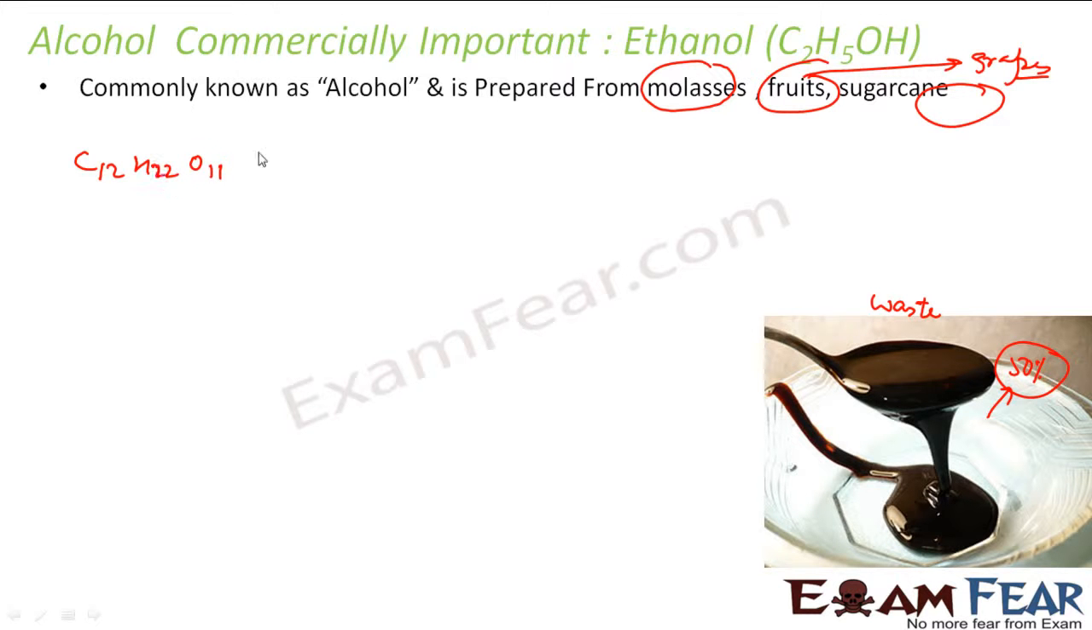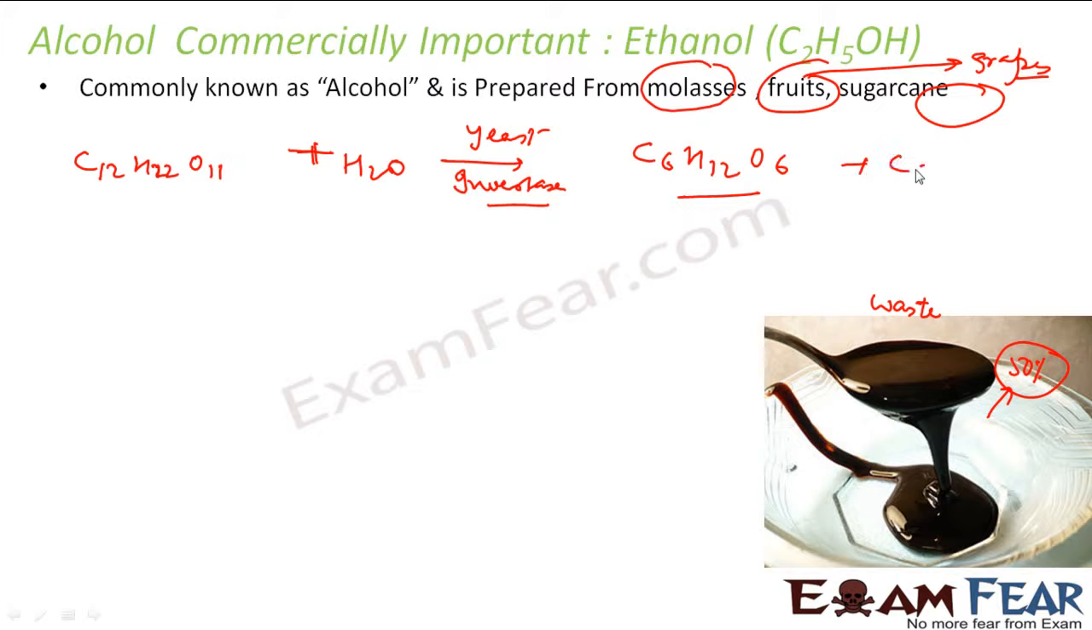Sorry, C12H22O11. The sugar you mix with water, because all this yeast which you are adding, right? Yeast has enzymes called invertase. So for this to work, you need water, because if it is a very concentrated solution of sugar, this won't work. So this will convert into glucose and fructose, right? This is glucose, and this is fructose, same formula.